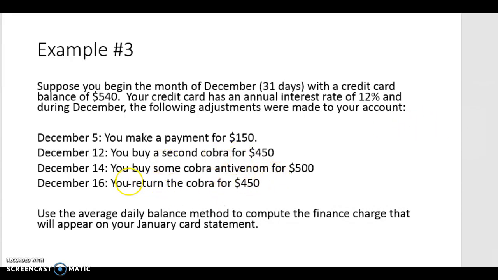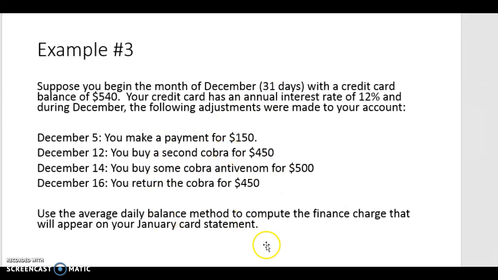And then on December 14th, you ended up having to buy some Cobra anti-venom. Yeah, you see what happens there? And that was $500. That was even more than your Cobra. And December 16th, you return the Cobra back, and they give you the $450 back. The only reason they gave you the full price back is because you saved some of that Cobra anti-venom, and you threw that in with the deal. However, that's your numbers there.